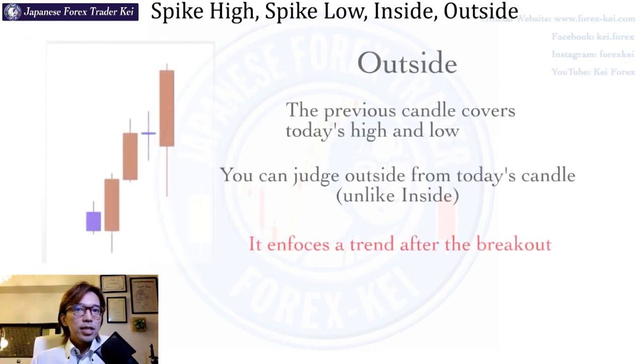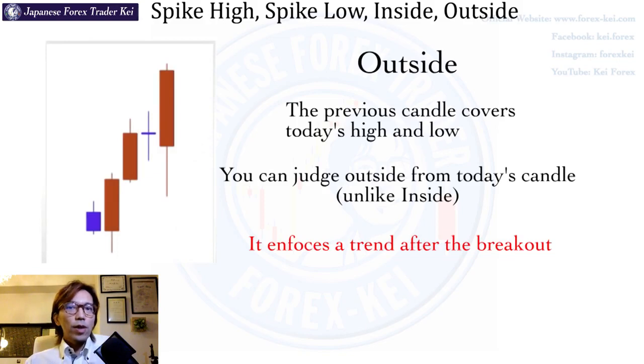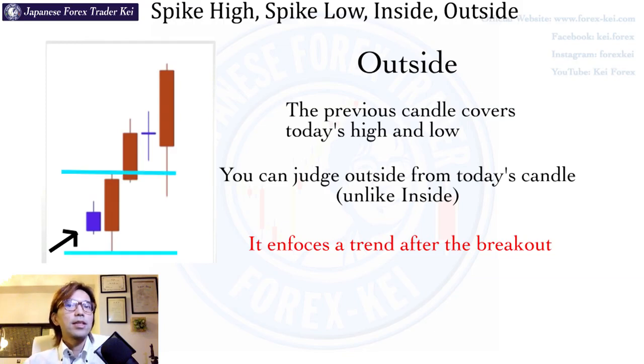Moving on to the next one, it's called outside. And what this price action means is that it's when today's candle is completely within the tomorrow's high and low. So in this chart example, it's here on this blue one. As you can see, the high and low of this blue candle is completely within the high and low of the next day's candlestick. Inside was the other way around. Inside was when the previous candle covers today's candle, but outside is when next day candle covers today's candlestick.